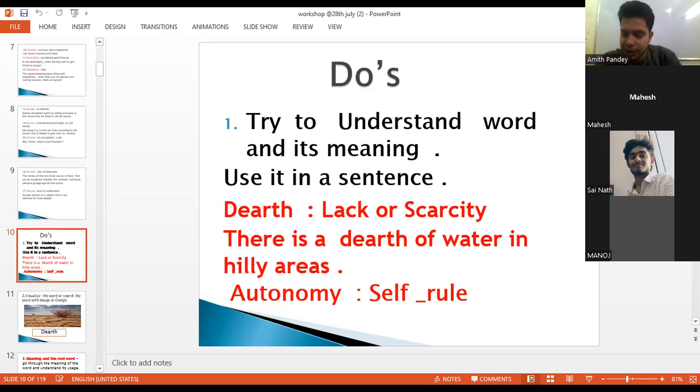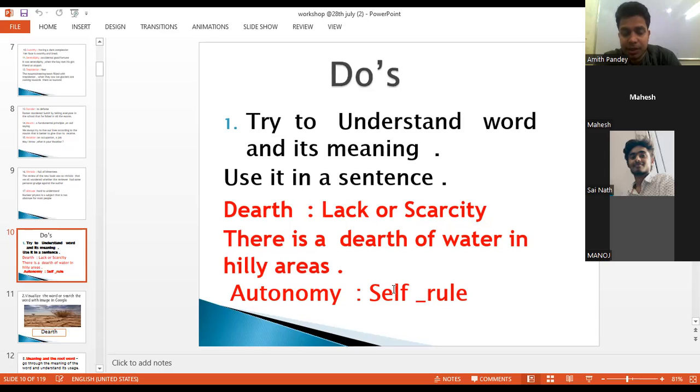Even if you find difficulty in understanding this, I'll let you know the next way as well. The first way is to try to understand the word and its meaning to an extent. So dearth means lack or scarcity. Even if you don't get it, you can go through the sentence, like there is a dearth of water in the hilly areas, or there is a dearth of food among poor people, or there is a dearth of money, and due to that we are led into poverty. There are many examples that you can proceed with.